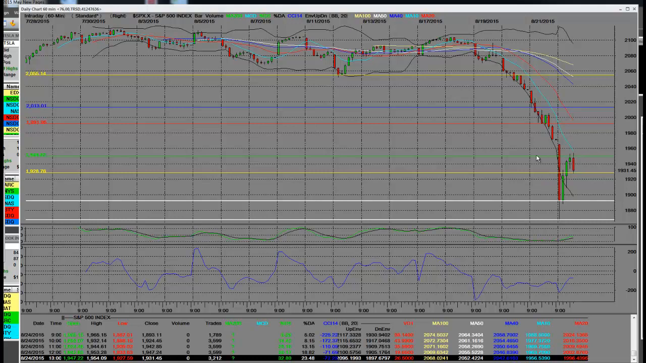Right here is that wall of resistance. But look at the recovery. We had the recovery from 1867 here, and we hit a high right here at 1954. That's almost 100 points off of the bottom in this capitulation on this 60-minute chart.